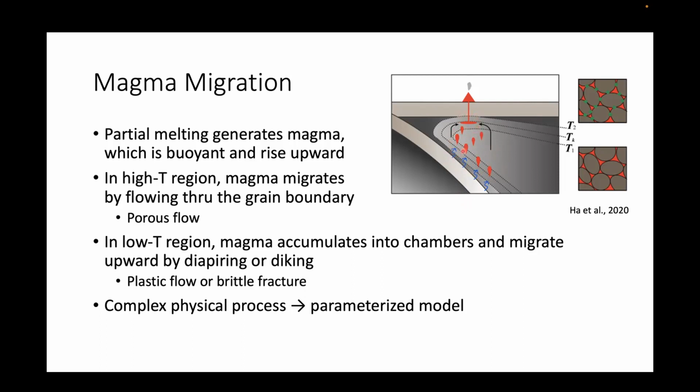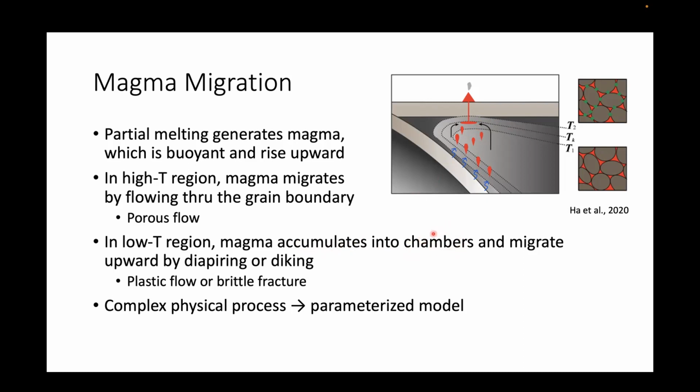After the melt reaches the low temperature region, where all of the grain boundaries are sealed, the grain boundaries will be blocked, and it cannot migrate through the grain boundaries anymore. Then magma will accumulate and form magma chambers. Usually the chamber location will be either at the rheology boundary from the ductile region to the brittle region, or at the density boundary, usually at the base of the Moho.